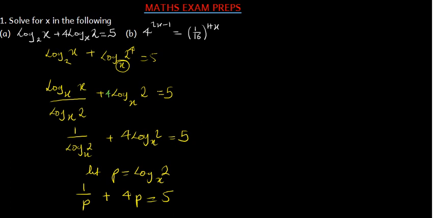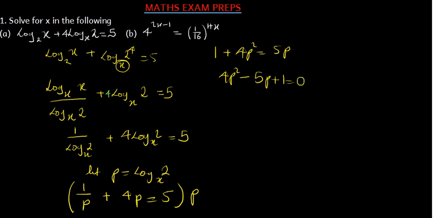Well, I don't want to have anything in the denominator, so let me multiply everything by p. So 1 over p times p is just going to be 1. Then plus 4p times p, that is going to be 4p squared, and that is going to be equal to 5 times p, that is 5p. Let me write this in the general form of a quadratic equation, which is 4p squared, I take 5p this side, becomes negative, so minus 5p and then plus 1 is equal to 0.